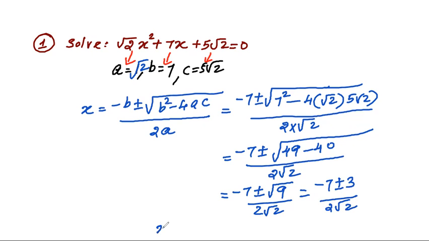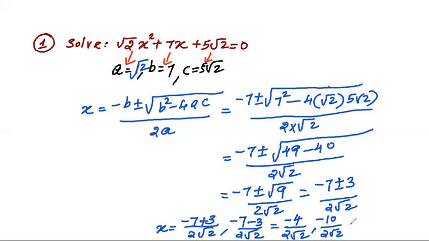So there are two values for x. The first value is x equal to minus 7 plus 3 divided by 2 root 2. And the second value is minus 7 minus 3 divided by 2 root 2. That is equal to minus 4 divided by 2 root 2, and minus 10 divided by 2 root 2. Minus 4 divided by 2 root 2, you can cancel. You will be getting minus root 2. Then it is 10 divided by 2 root 2, which is minus 5 by root 2. So minus root 2 comma minus 5 divided by root 2.